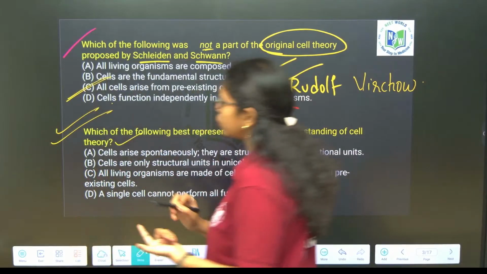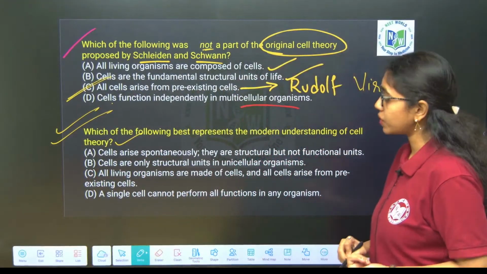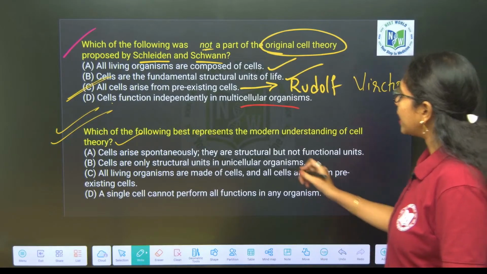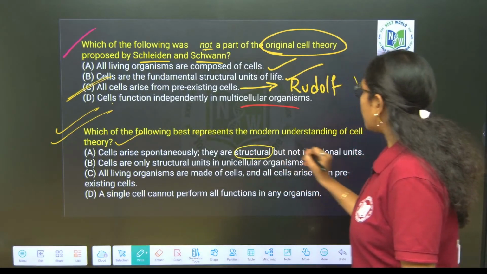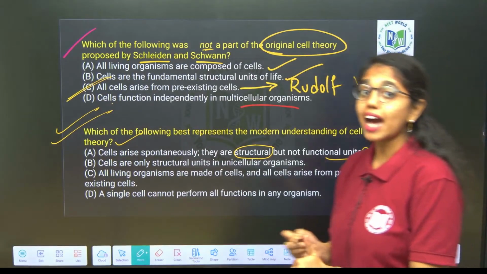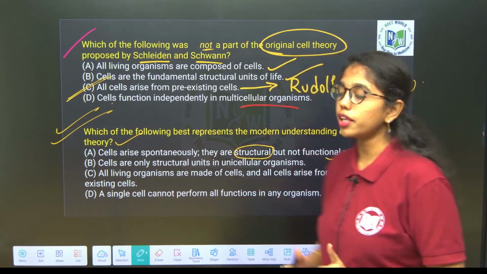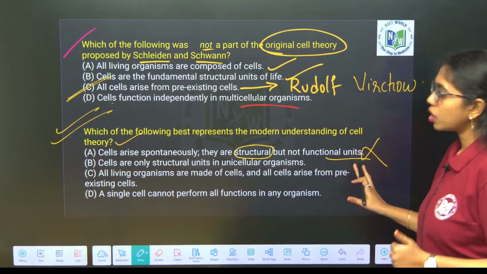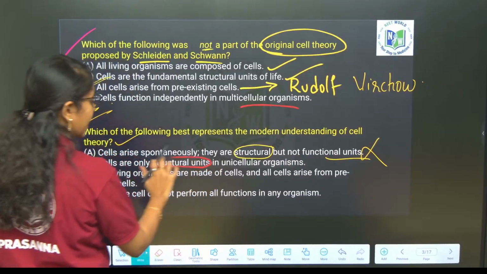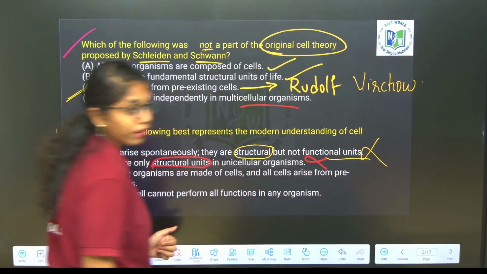Now second question you look into, which of the following best represents the modern understanding of cell theory? Which is describing modern understanding of cell theory? Cells arise spontaneously. They are structural but not functional units. Wrong. We say cells are both structural and functional units of life. So this is wrong statement. Then cells are only structural units, again wrong. These are both structural and functional units.